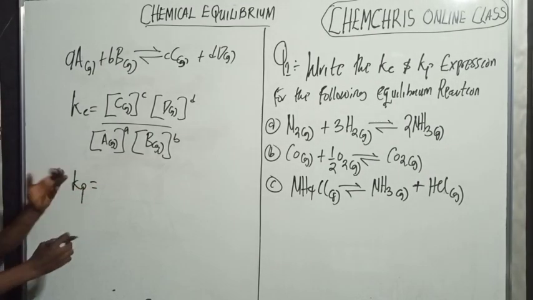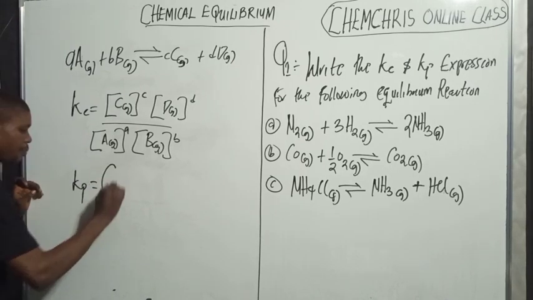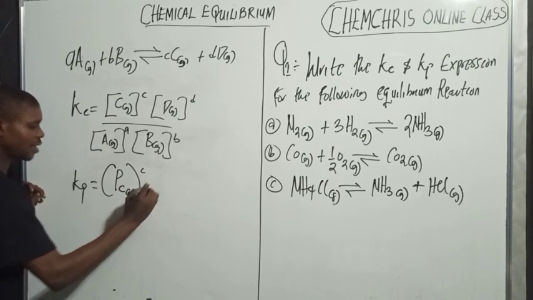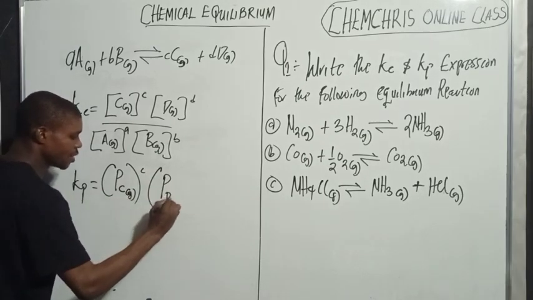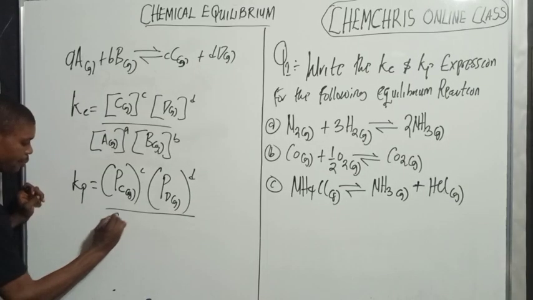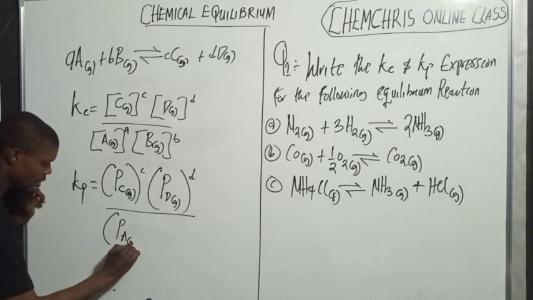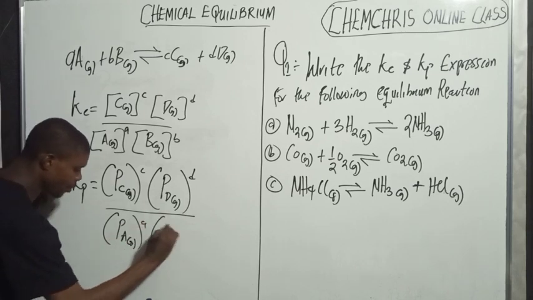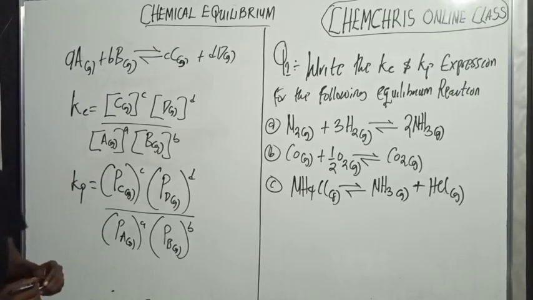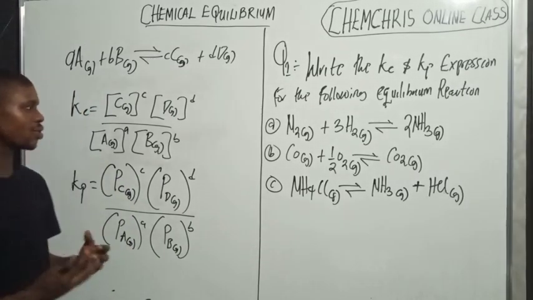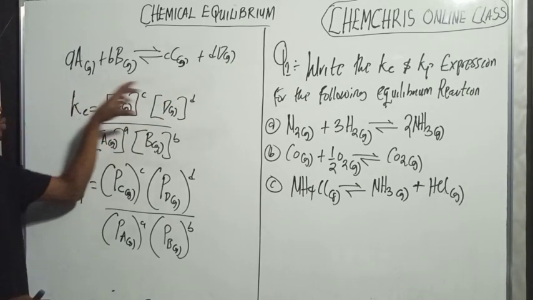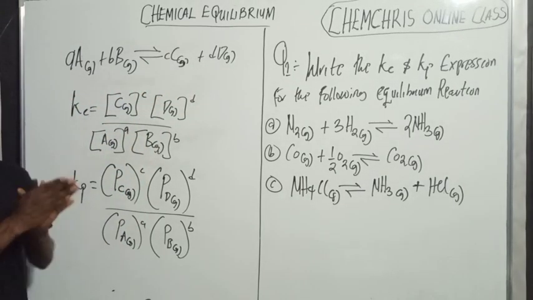Kp is the same thing here, but it's going to be in terms of pressure. So it's going to be the pressure of C gas, raised to c, over the pressure of D gas, raised to d, over the pressure of A gas, raised to a, then the pressure of B gas, raised to b. Can you see how easy it is to write the equilibrium constant expression, especially when it is homogeneous?